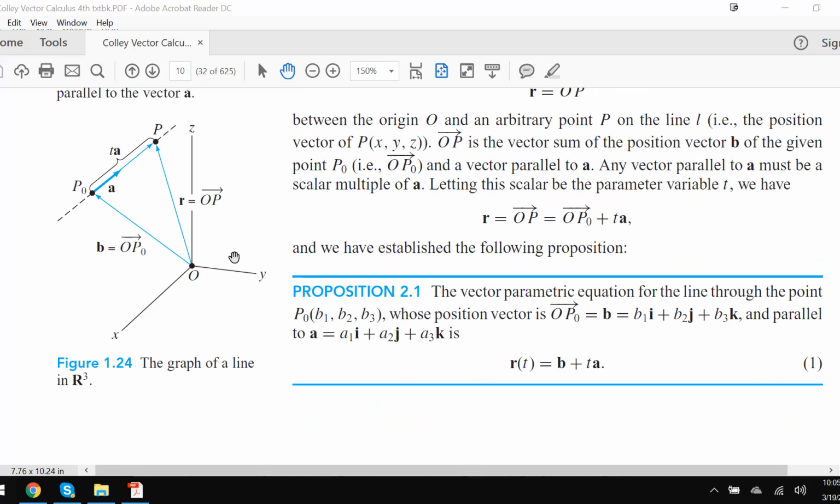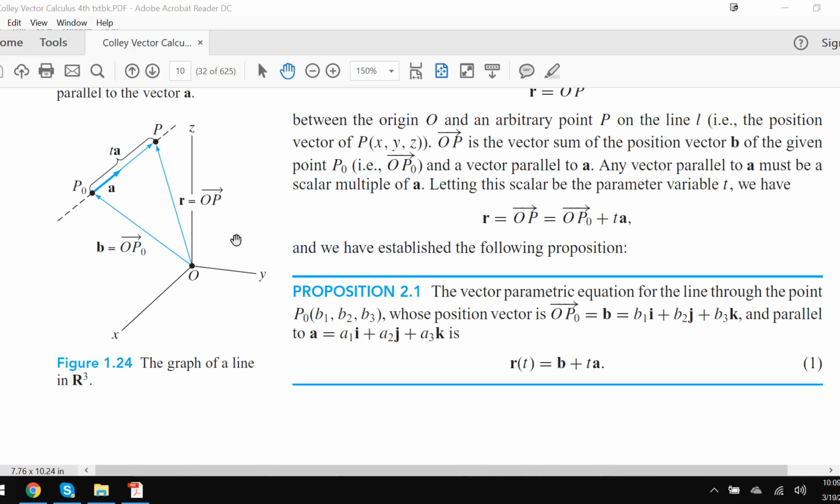And then we had this picture, which we said, suppose we have a point P0, and we know that the line is going to be parallel to A, or in the direction of A, and for any other point P on the line, we want to find the equation for any other P on that line. So we can talk about OP, call it R.